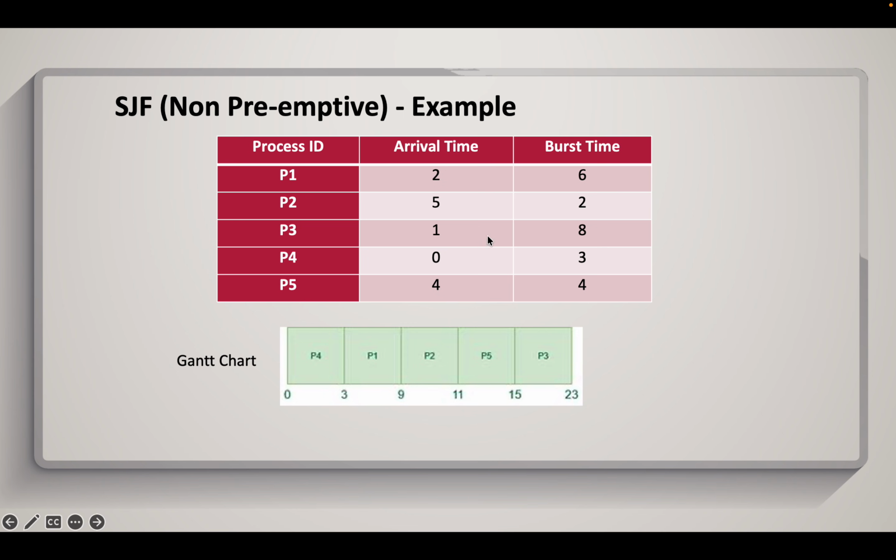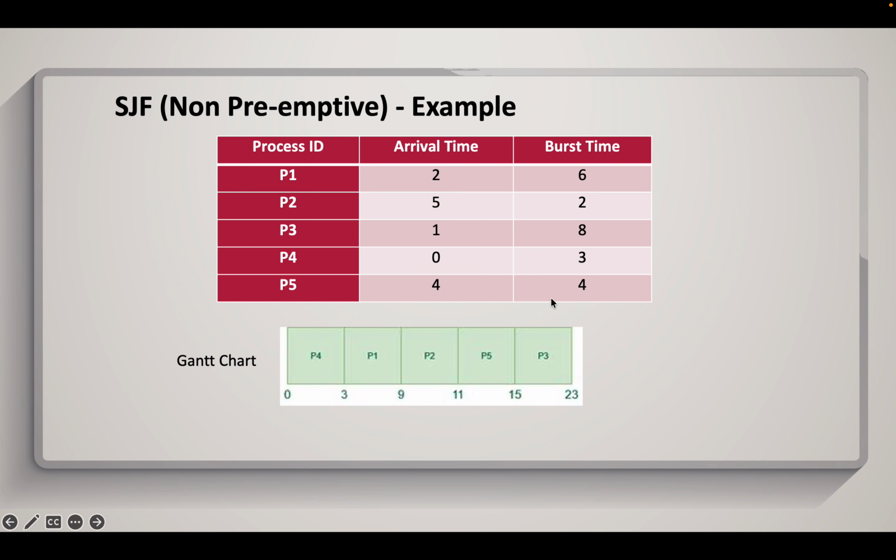Then at time 9, all the processes have arrived: P2 and P5 as well. Among P2, P3, P5, P2 is smaller. So P2 executes. Then P5 executes. Then P3 executes. Based on the burst time, the process will be executed.